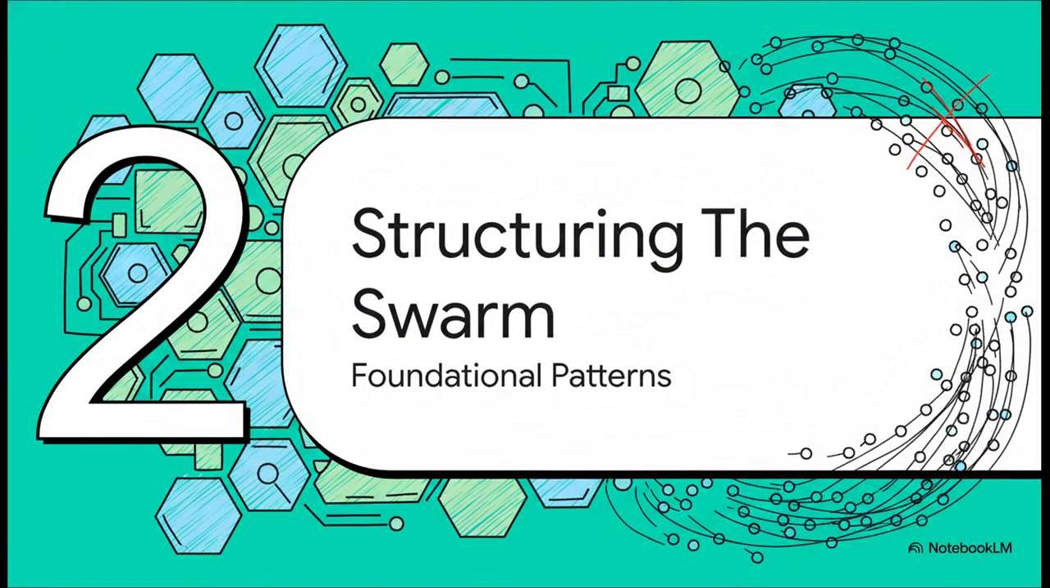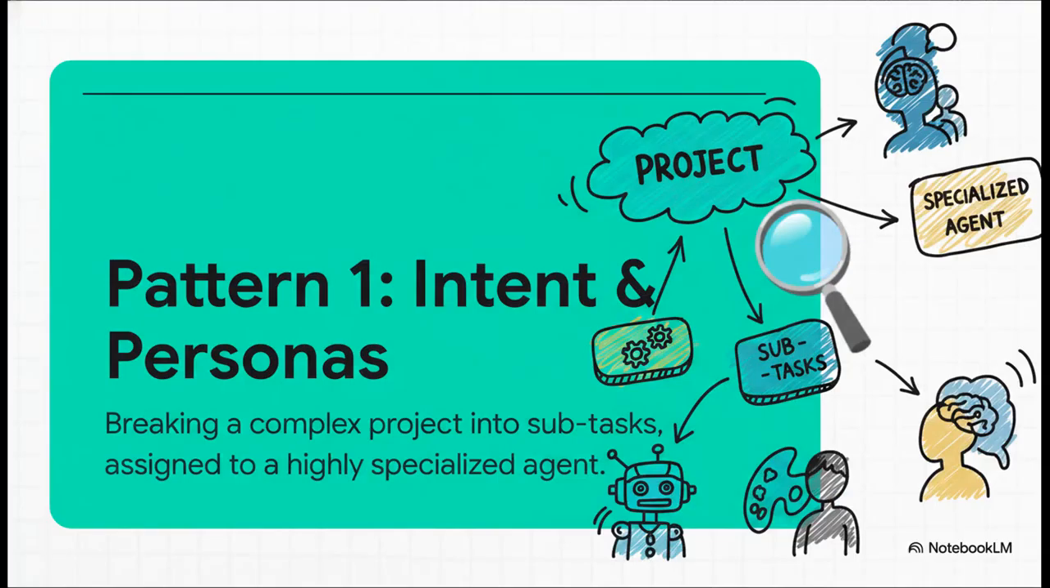So, how do we build that smarter system? Well, we start with the foundational patterns. These are what give our swarm its basic structure and stop it from turning into that chaos we talked about. The first pattern is maybe the most important one. It's all about division of labor. Instead of giving one agent a huge, messy project, you break it down into smaller, bite-sized subtasks. Then, you create a unique, super specialized agent, what we call a granular persona, that is perfectly built for each one of those tiny jobs.